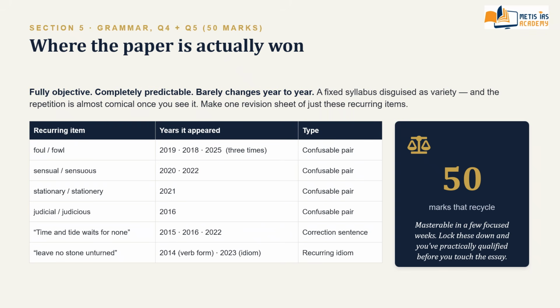So here is the maths. The 50 marks are predictable, repetitive, masterable in a few focused weeks of drilling. Yet most aspirants spend all their energy worrying about the essay and walk in cold on grammar. So you have to flip that. You can flip that. Make question number 4 and question number 5 your foundation. Lock down the bulk of those 50 marks and you have practically qualified before you even touch the essay.